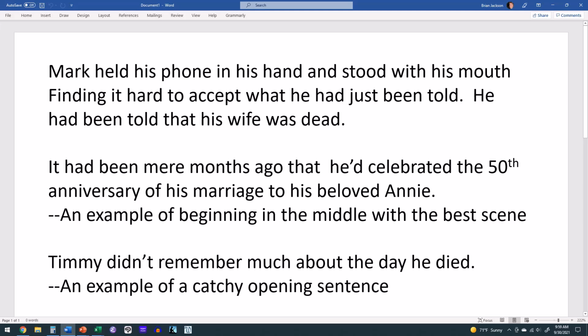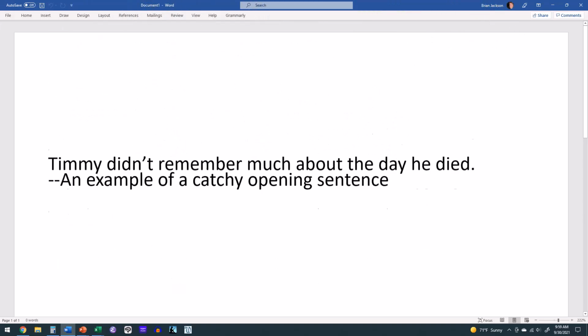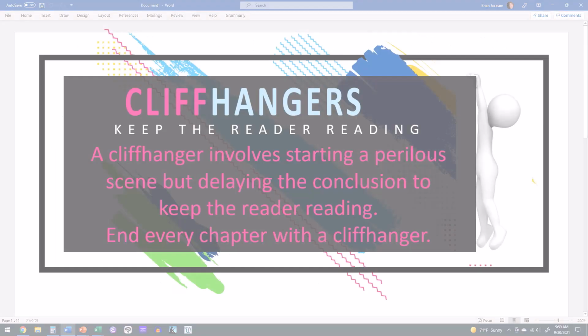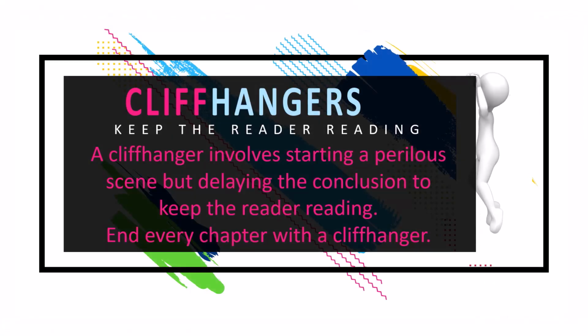"Timmy didn't remember much about the day he died." How do you remember about the day you died? That's a catchy topic for a horror story. And with those examples, you should now have a good idea of how to write the hook for your book. And up next, we're going to look at cliffhangers, another technique for keeping the reader reading.